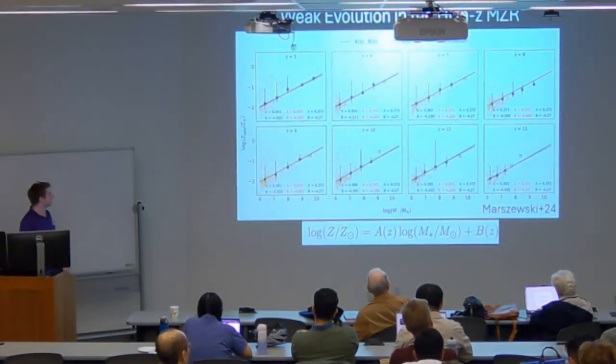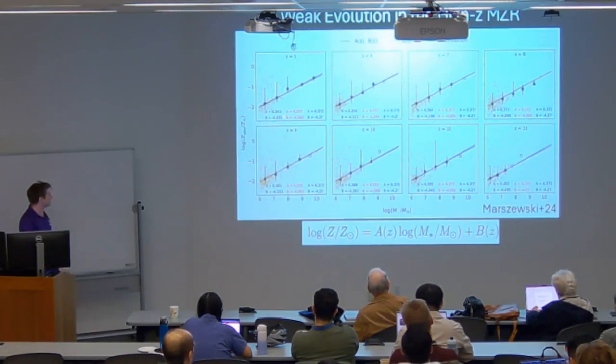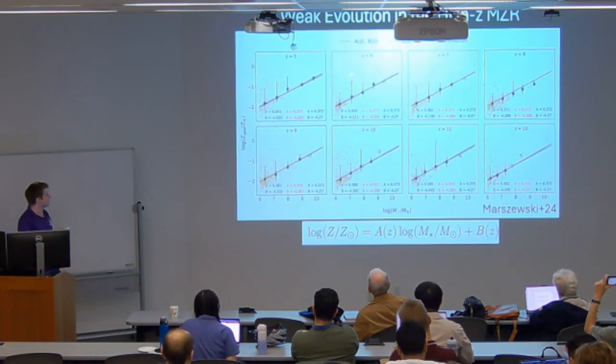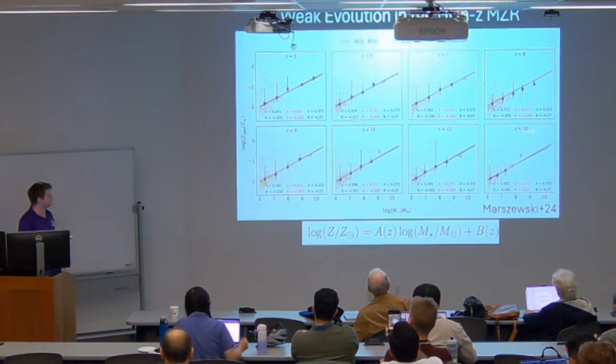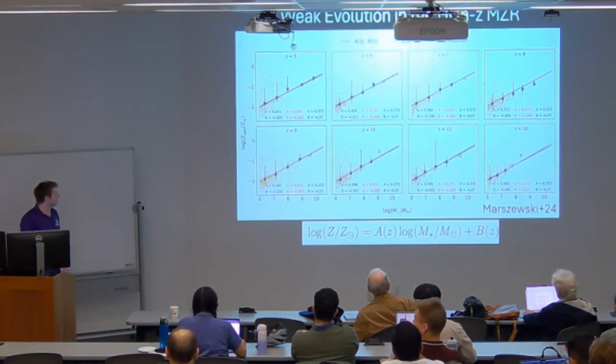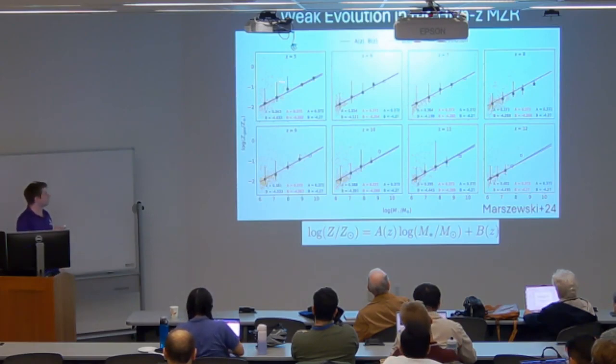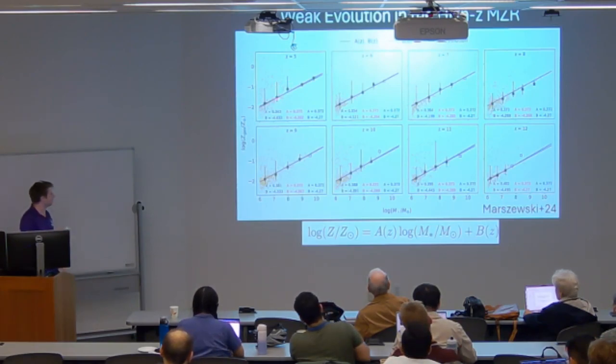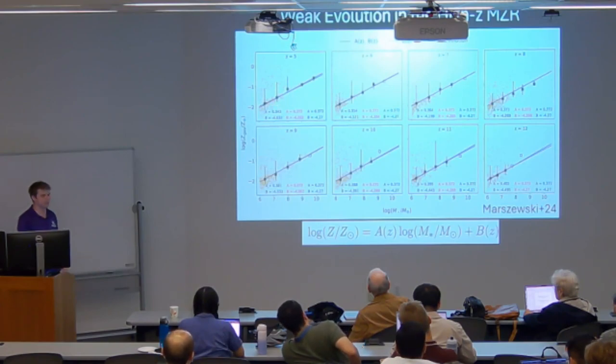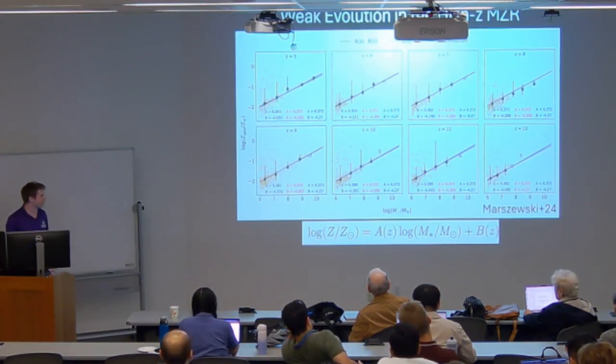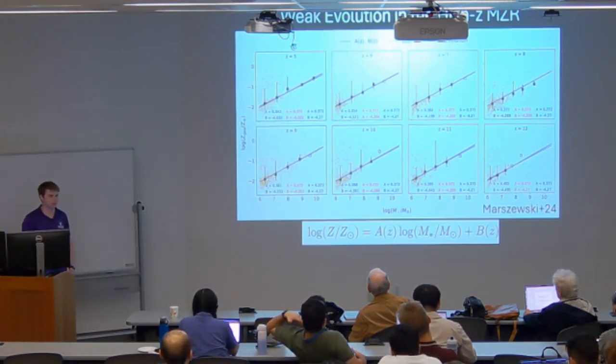So this is the gas phase mass metallicity relation we find in FIRE-2 from redshift 5 in the top left, and then 8 different redshifts going all the way up to redshift 12 in the bottom right. Individual galaxies are shown by the individual orange points, but then binned medians are shown by the black boxes, with error bars representing the 16th and 84th percentiles.